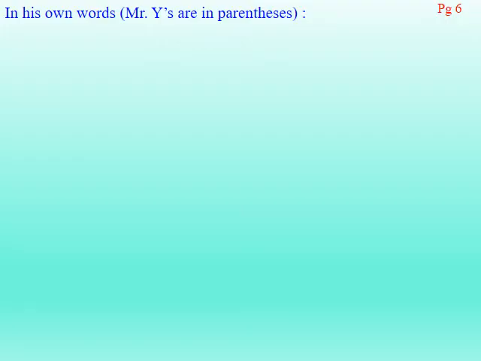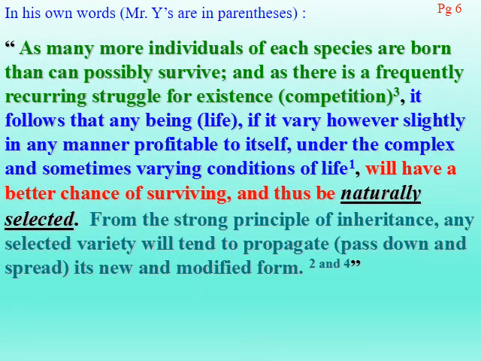So this quote that you're going to see is not from me. My words are going to be in parentheses, but I do want you to get this whole quote down for your notes. As many more individuals of each species are born than can possibly survive, that's one of the postulates, and as there is frequently a reoccurring struggle for existence, notice that's competition, it follows that any being, any form of life, if it vary, however slightly, in any manner profitable to itself under the complex and sometimes varying conditions of life, that's the very first postulate, will have a better chance of surviving and thus be naturally selected.